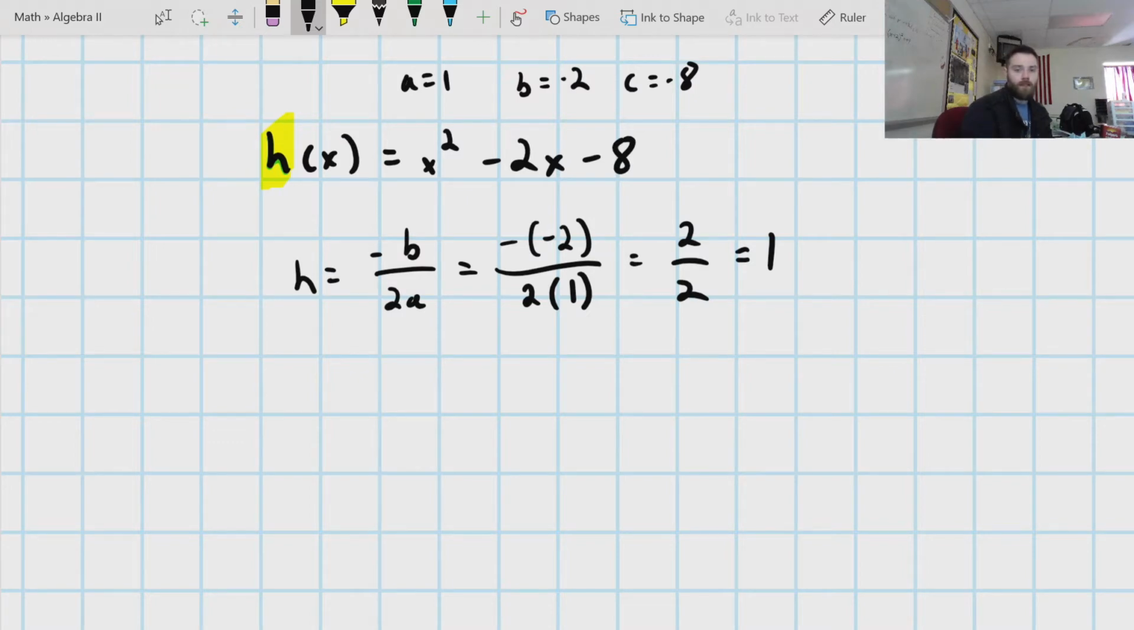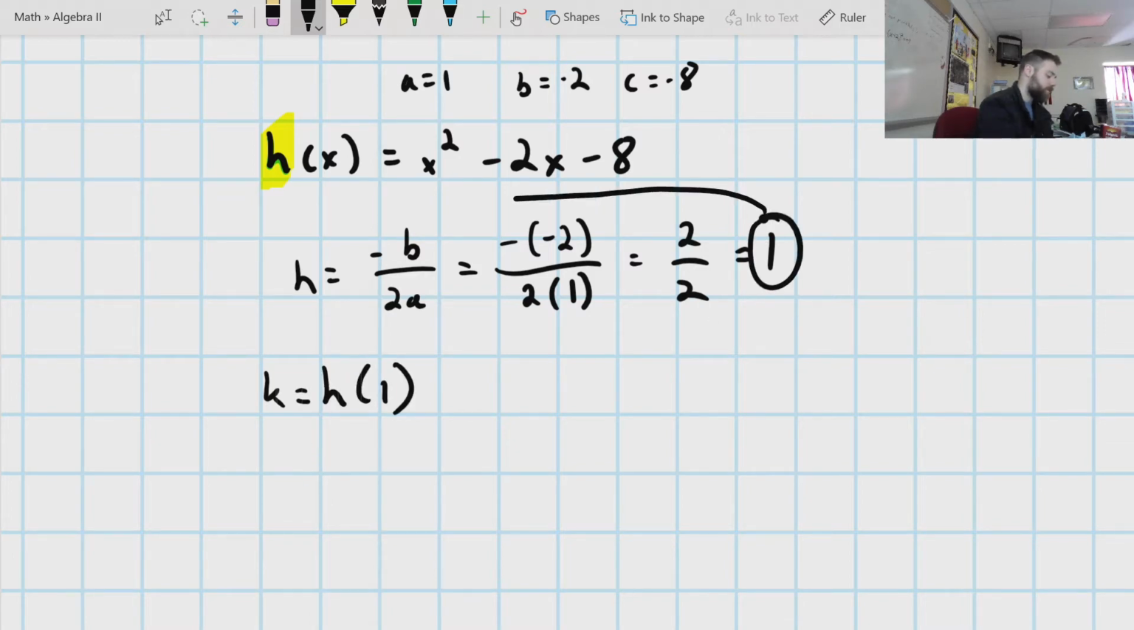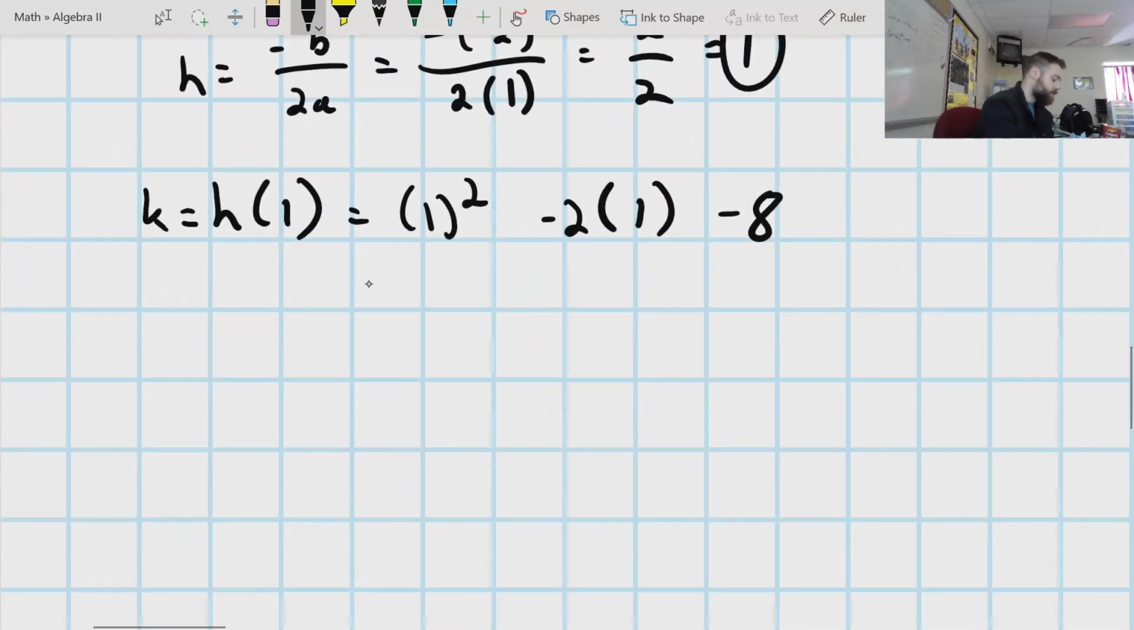So if I want to find the k value, it's going to be equal to h of 1 in this case. So I'm going to plug this in for x here. So I get 1² - 2 times 1 - 8. I just take it and plug it in for x. So I get 1 - 2 - 8 equals -9. Right? 1 - 2 is -1. -1 - 8 is -9.